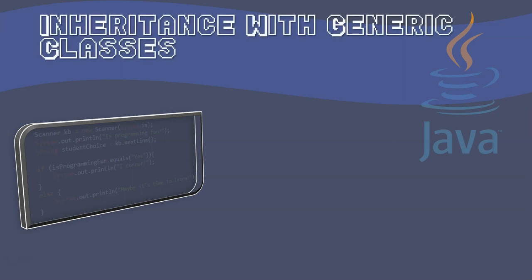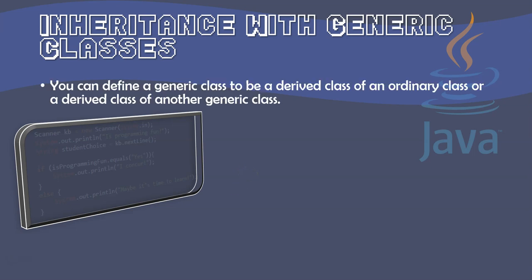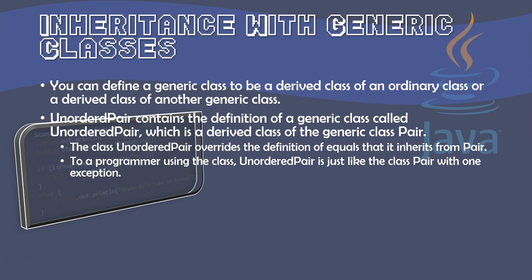Now, inheritance, of course, is a very big thing here with generic classes too, because obviously if we have a class type, one of the big things that we can do is create derived classes. So you can define a generic class to be a derived class of any ordinary class, or even the derived class of another generic class. And we've done that here with the unordered pair class, which contains a definition for a generic class called unordered pair, which is a derived class of the class we looked at last time, pair.